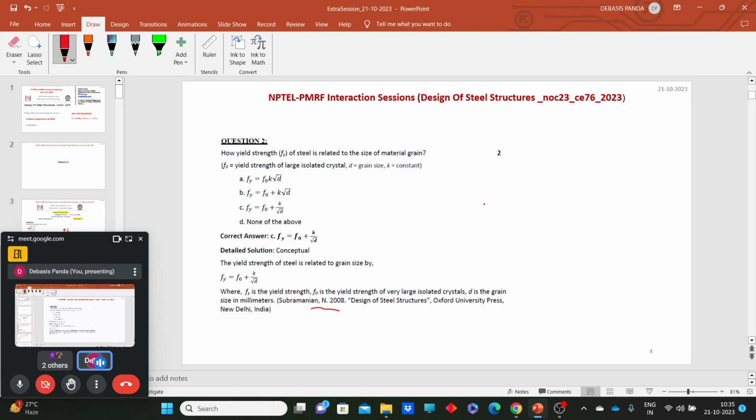My motto was to expose you to some of the questions so that your confidence level will boost. My suggestion is that if you solve carefully the questions we have solved in 2022 and 2023, then I can tell you that more than 95% of the questions you can attempt. There will be just a little bit of change in values and all these things.